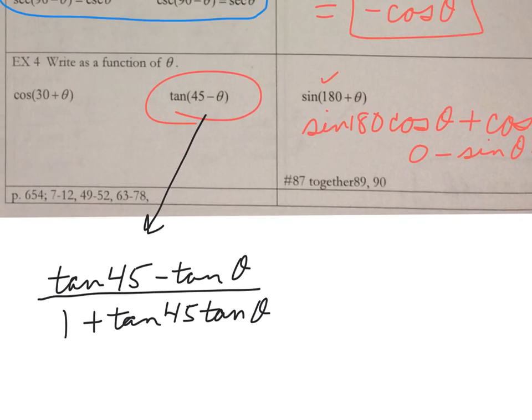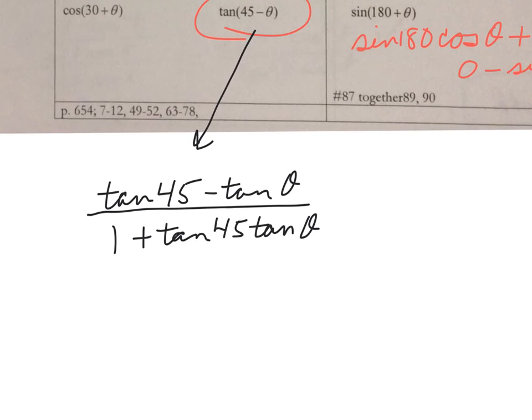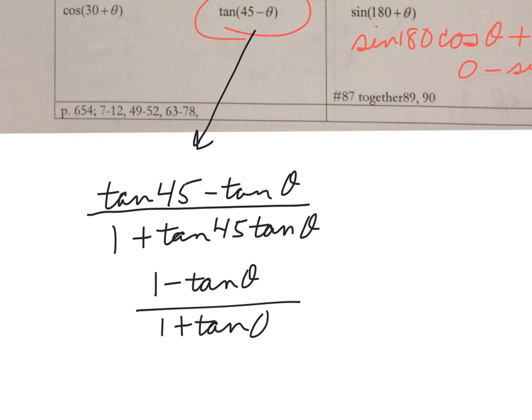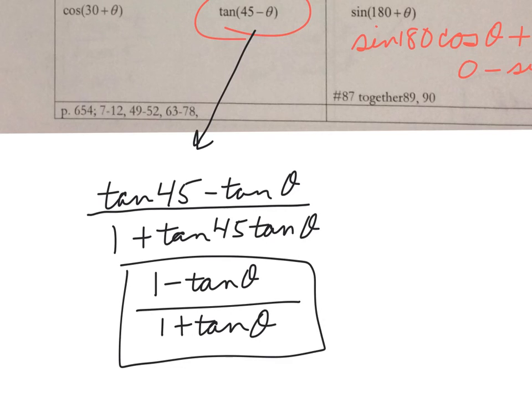Alright, now let's see what we got. Tangent at 45 is 1 because the coordinates are root 2 over 2 and root 2 over 2. So in the numerator I have 1 minus tangent theta over, and on the bottom I've got 1 plus tangent of 45, still 1 down there. So I end up with 1 minus tangent theta over 1 plus tangent theta. And that's about all we can do with that.